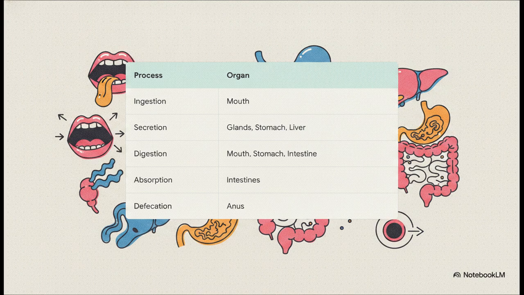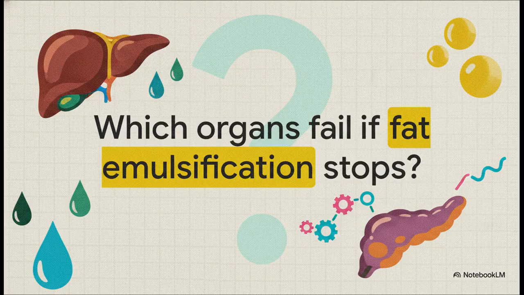Digestion, both mechanical and chemical, starts in the mouth, gets really heavy in the stomach, and finishes up in the small intestine. Absorption, championed by the small intestine with water absorbed in the large intestine. And defecation, the anus. Lock this mental checklist in right now. To end our cram session, let's test your new knowledge with a mock exam question.